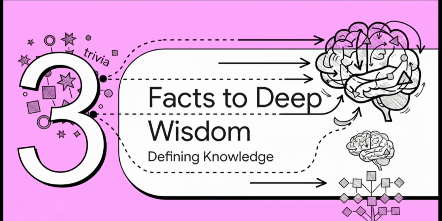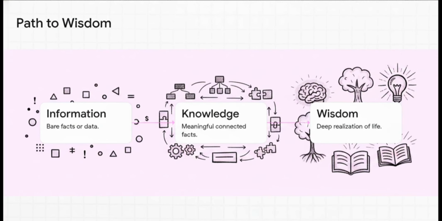Section 3. From facts to deep wisdom. Before we get into exactly where we get our truths from, we really need to establish what knowledge actually is at its core. It isn't just a pile of random trivia, it's a 3-step journey.